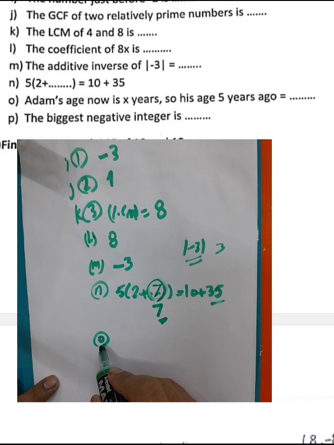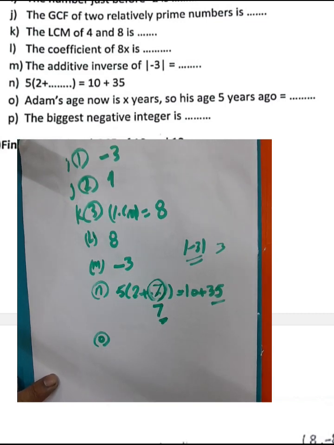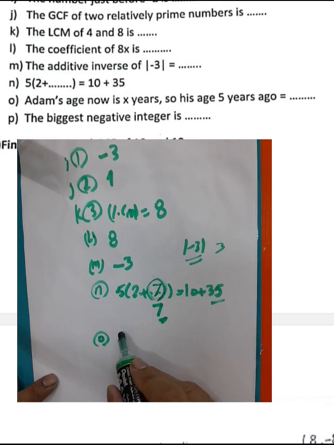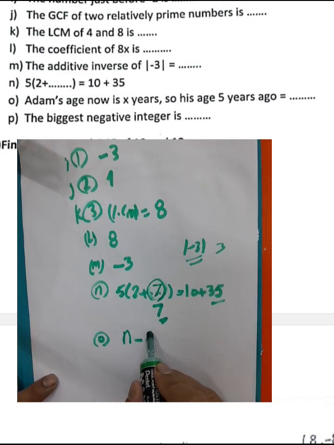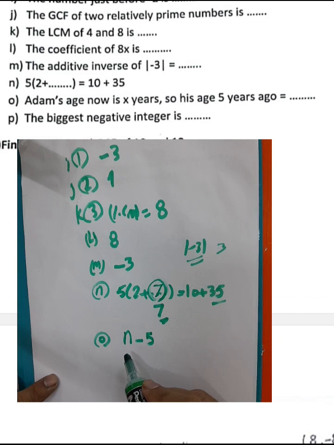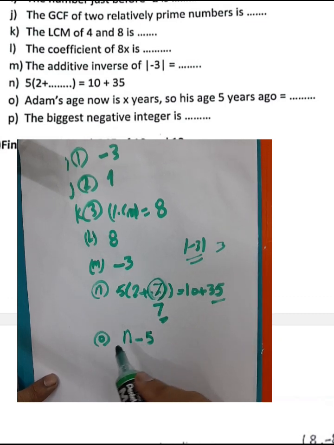Question O, Adam's age now is x years, so his age 5 years ago, it will be x minus 5. X minus 5 years. Question letter B, the biggest negative number will be negative 1.